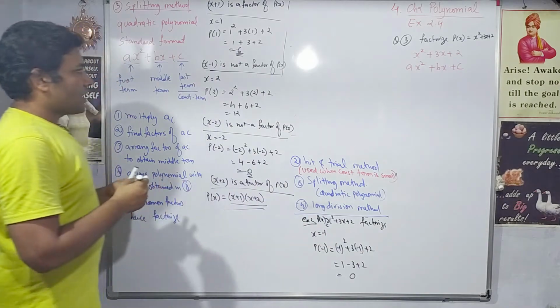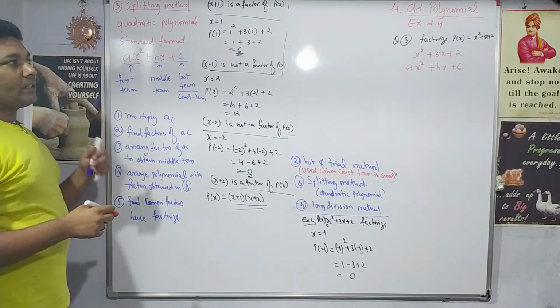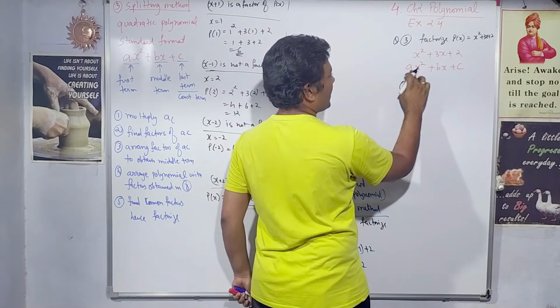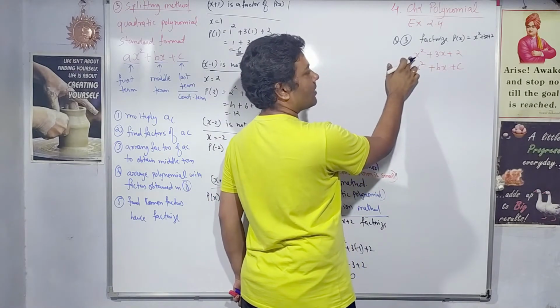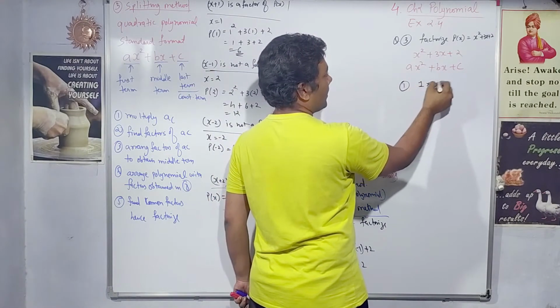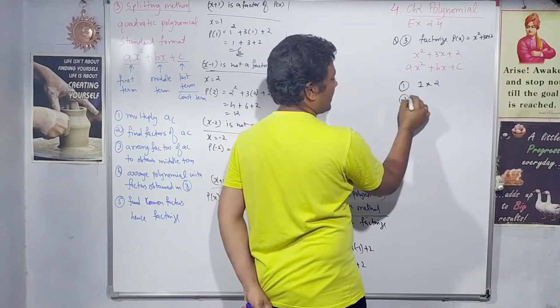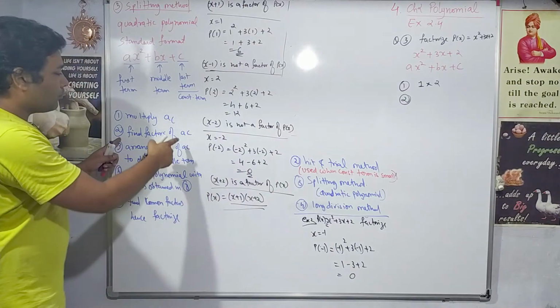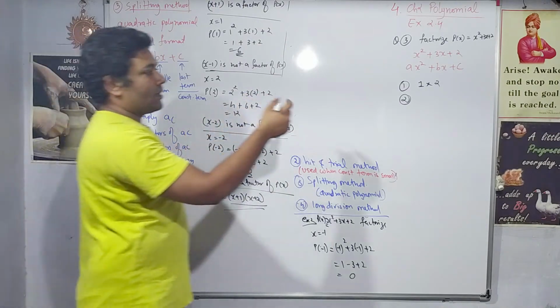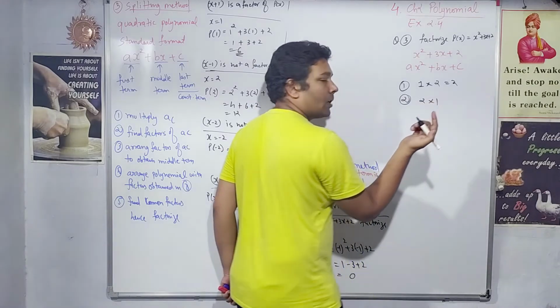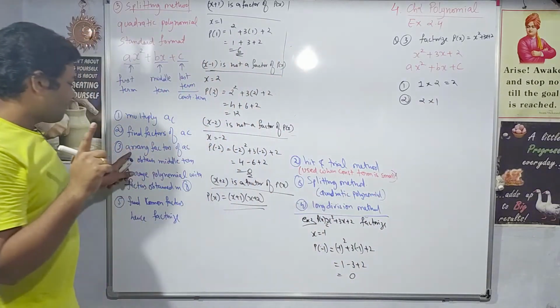So now let me start with the steps. First step, multiply AC. So step number 1, multiply AC. What is A here? Nothing is written, so that is 1. And what is C? 2. So I got AC. Then what is the next step? Find factors of AC. So here it is 2. What are the factors of 2? 2 into 1. Only one possibility we have.